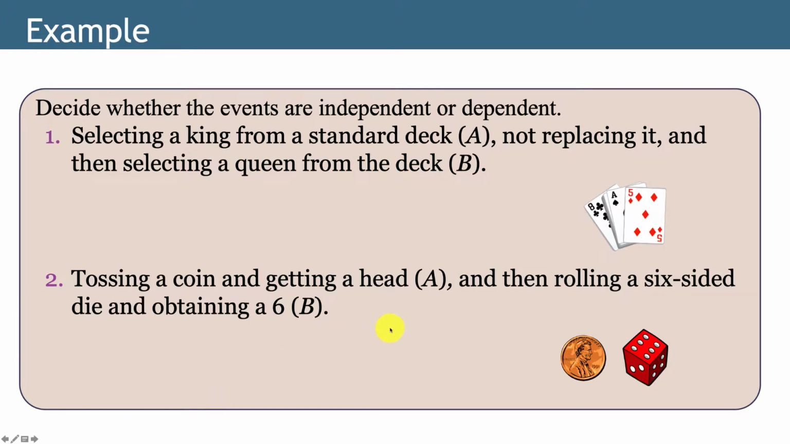Toss a coin, roll a die. Well, one has no effect on the other. Whether this coin is heads or tails, that has no effect on what happens on the die. So these are independent events, right?